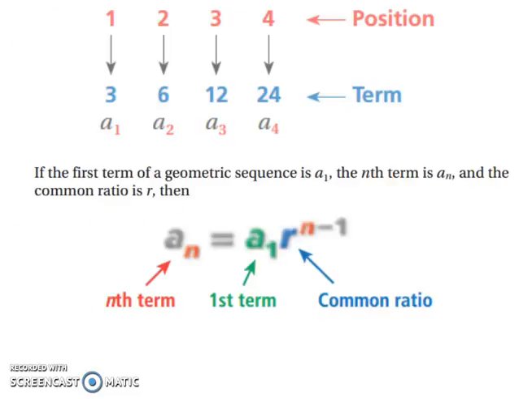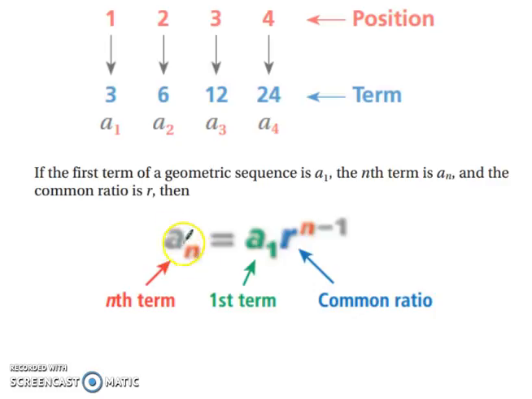Sometimes you're trying to find a term that's not one of the next couple. To do this, you're going to need to know this formula. If the first term of a geometric sequence is a sub 1, the nth term is a sub n, and the common ratio is r, then when you're using these letters, this is the formula we use for a geometric sequence.